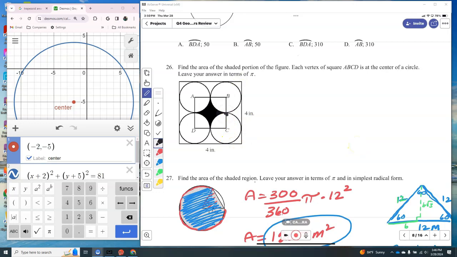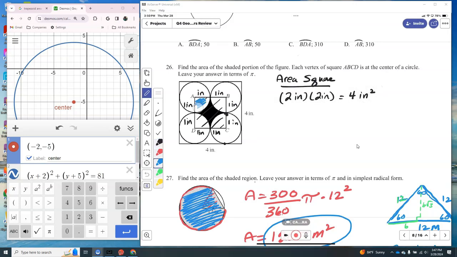So if from here to here is 2, then each of these is 1 inch. I know that the length of the square is actually 2 inches by 2 inches. So the area of the square is 2 inches times 2 inches, which is equal to 4 inches squared.